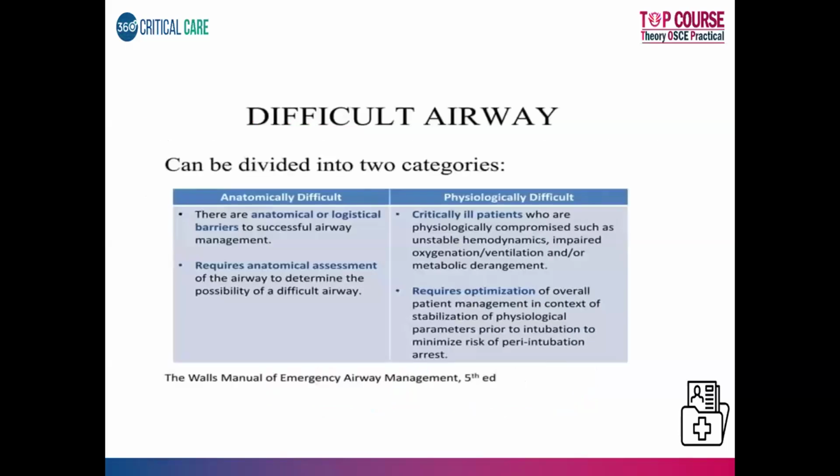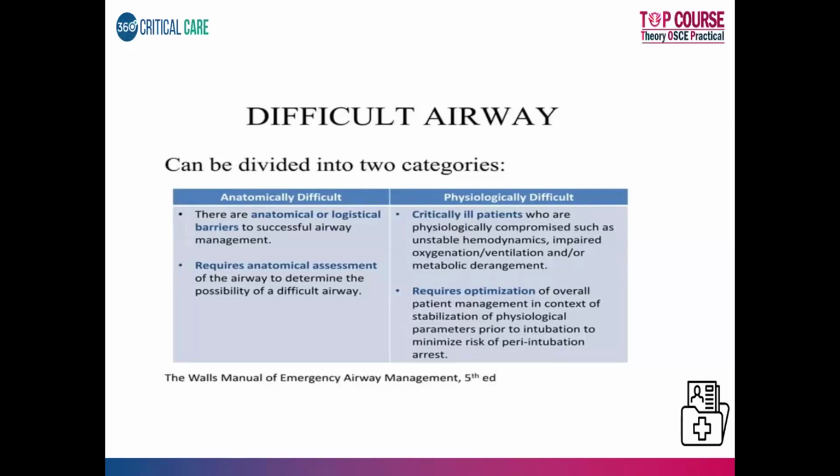Now, this difficult airway can be divided into two categories. One is anatomically difficult airway, one is physiologically difficult airway. Anatomically difficult airway means the anatomical or logistic barriers to successful airway management. For this, you need to have a complete anatomical assessment of the airway. Okay, but what is this physiologically difficult airway?